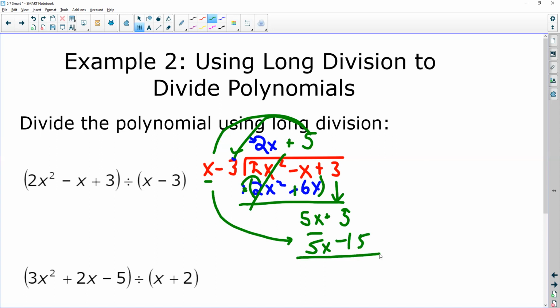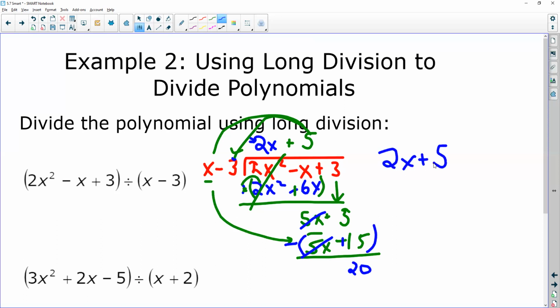Okay. And then remember from last time, put it in parentheses and subtract. It's always the step here. So 5x minus 5x is nothing. This negative distributes, that becomes a positive. 5 plus 15 is 20. At this point, that's the remainder. So we're done. So the answer here is 2x plus 5.